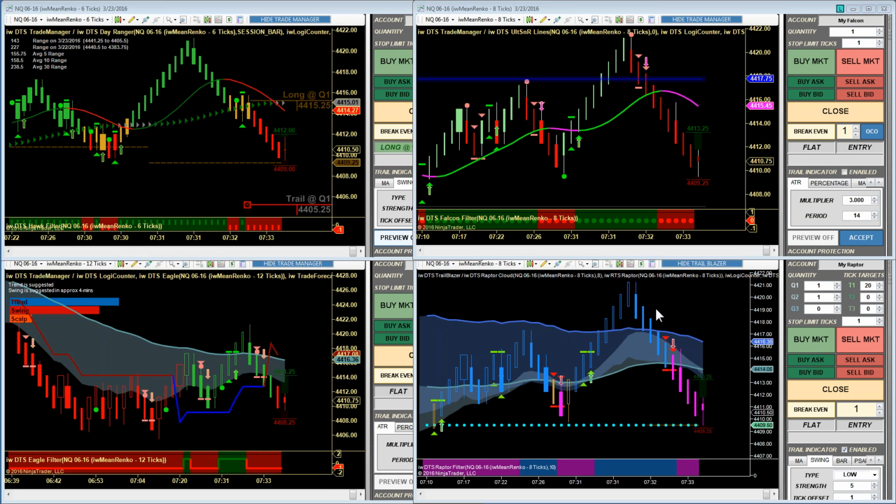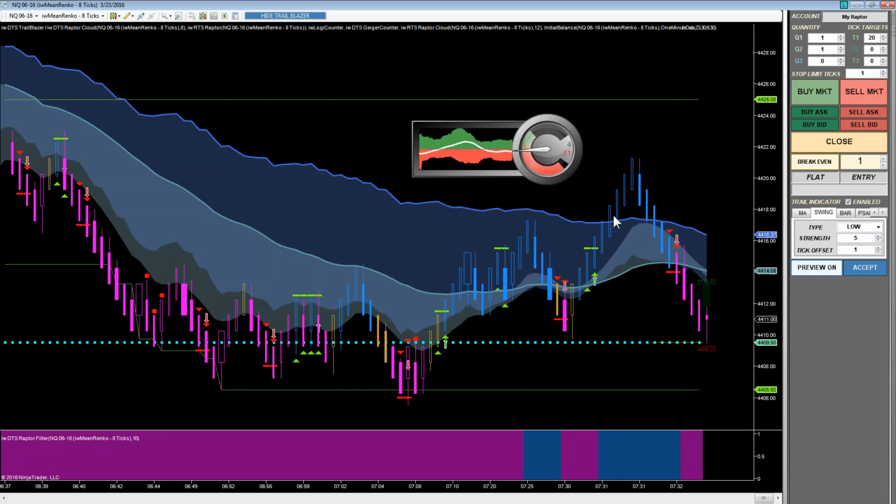And I do believe we hit our profit target. It looks like we hit our profit target here on the Raptor on this little run up. And did we hit our break even also? We must have hit our break even. And then we got stopped on that little bit of a reversal. So it looks like our Raptor trade worked out okay.